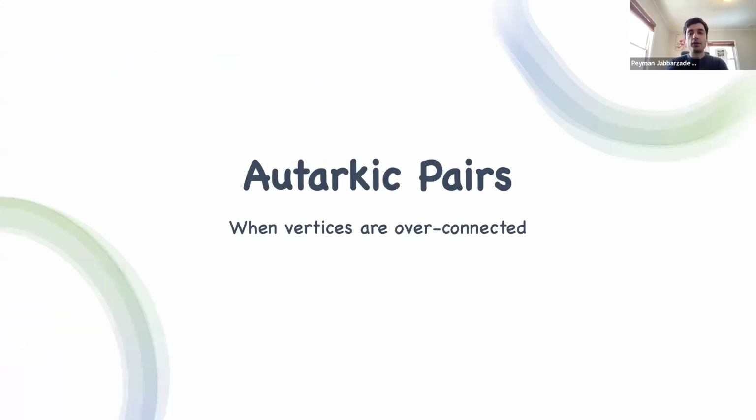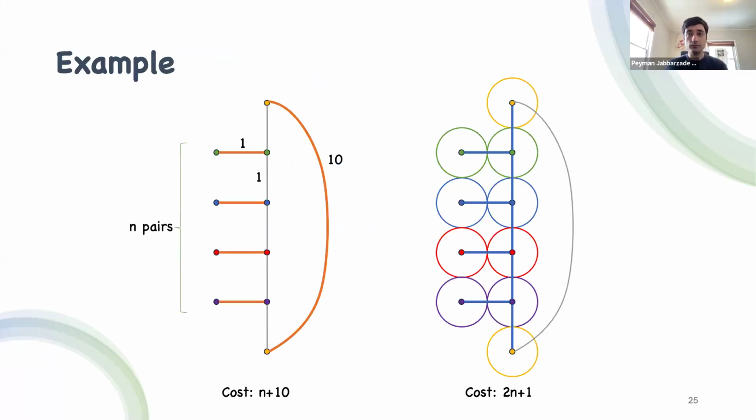Next, I want to talk about autarkic pair, the approach we use to handle the overconnectivity issue. I want to first show an example to see why this can be an issue. Here we have n horizontal pairs, connected with an edge with cost 1, and two pairs, the top and bottom pair. They are connected by an edge with cost 10, and there is also a path between them with cost n plus 1.